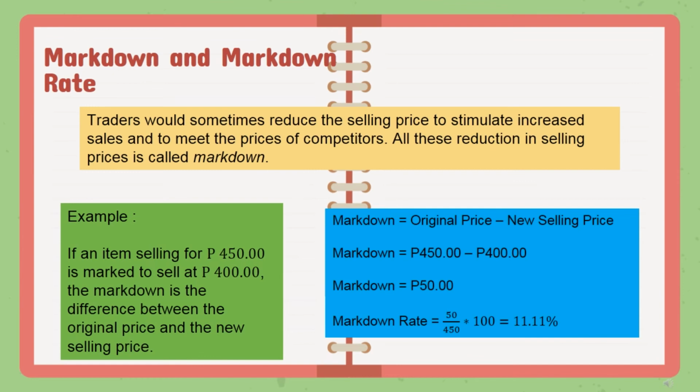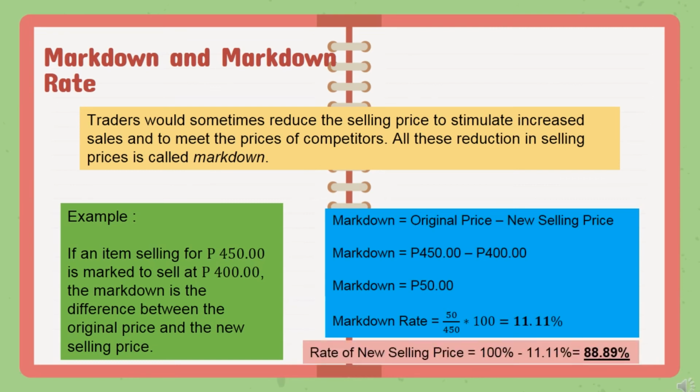And to compute for your markdown rate, you will have to divide the amount of markdown over the original price multiplied by 100, and that will be your markdown rate or your markdown percentage. So in this case, you will have 50 pesos as your markdown divided by its original price, which is 450 pesos. That gives you 0.1111, multiply it by 100, so you will have it in percent form. So 0.1111 multiplied by 100 is 11.11%. So that will now be your markdown rate.